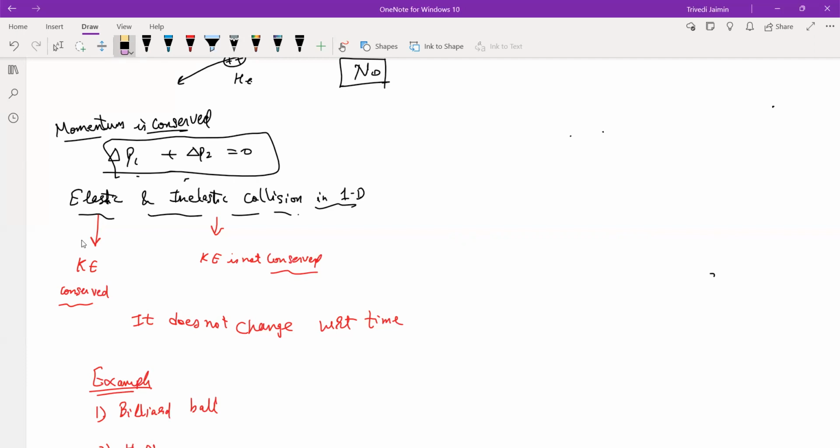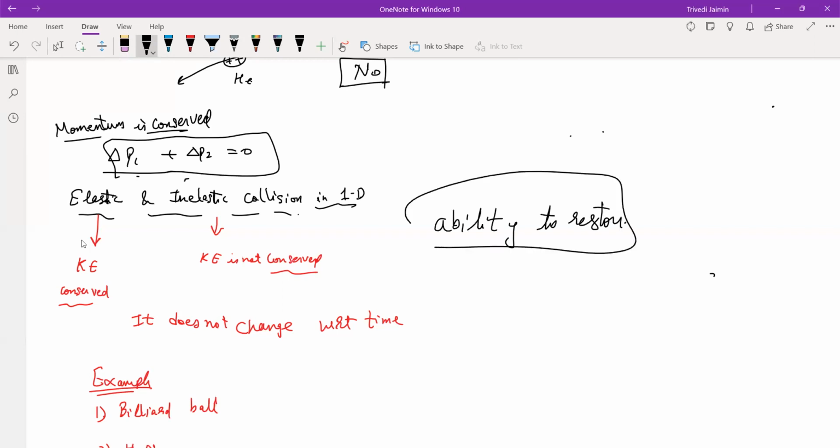Yes, it means after colliding with the same force they go back like that. Exactly. So once the deformation is removed, it will be in its original place. So how to define this? It's an ability. It has the ability to restore. Restore to what? Original position, shape, original state. Exactly. Ability to restore its original shape.